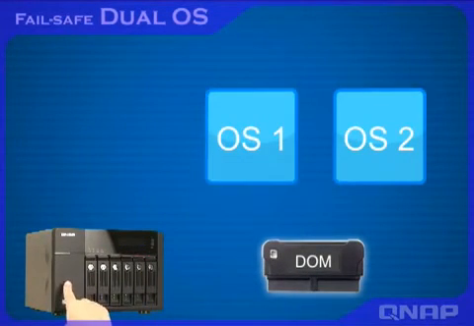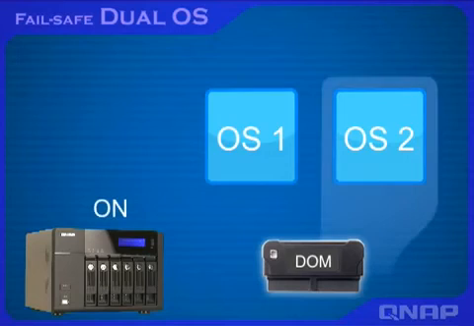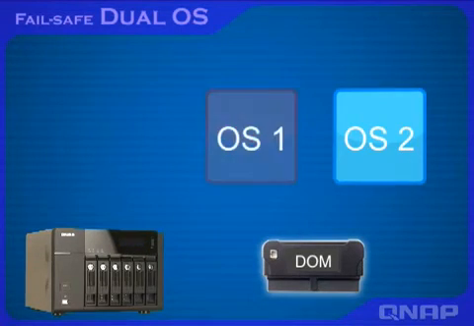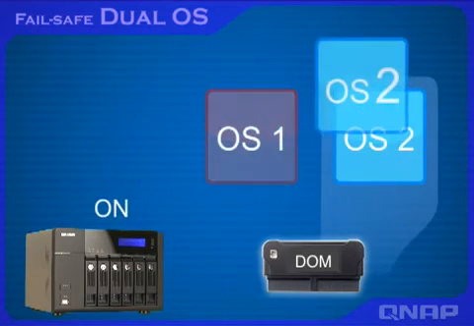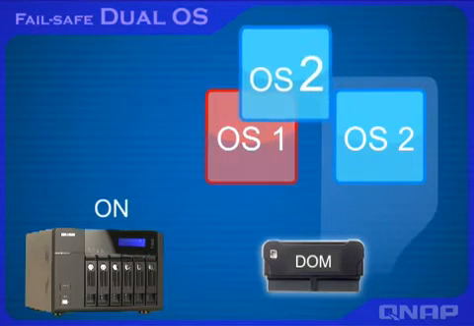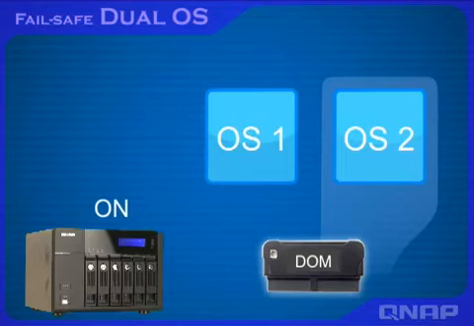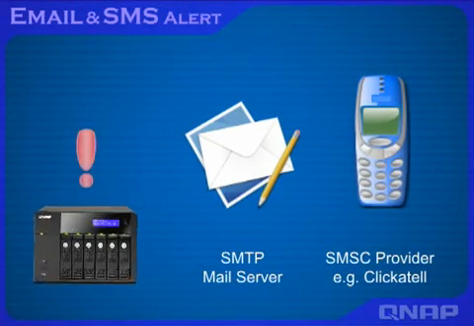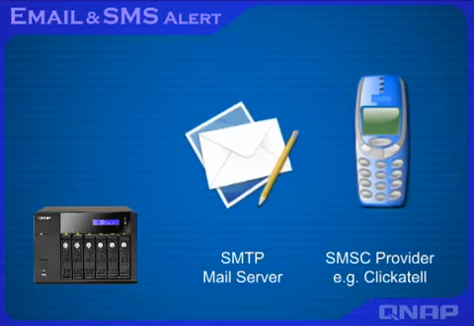2 operating systems are built on the DOM for alternative system booting upon every system startup. If one fails, the other one will be used to boot up the NAS. The failed OS will recover from the healthy one. The SMS and email alert feature enables you to receive real-time SMS or email when there is a system error or warning.